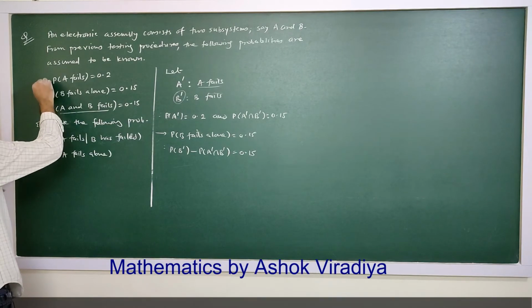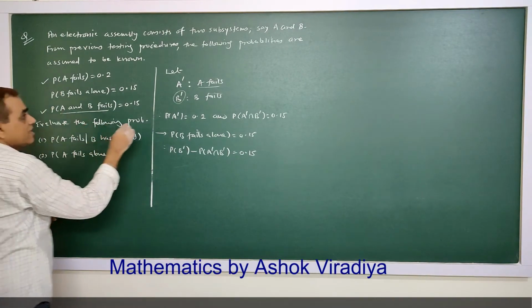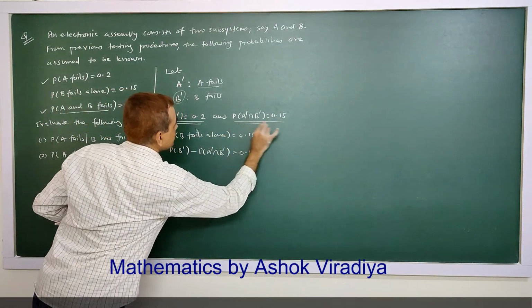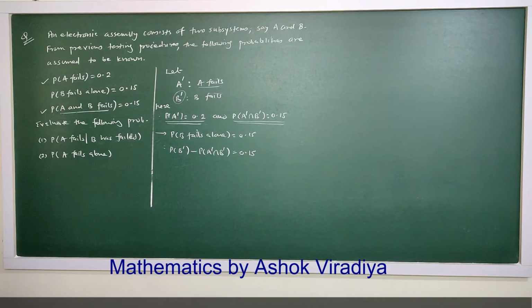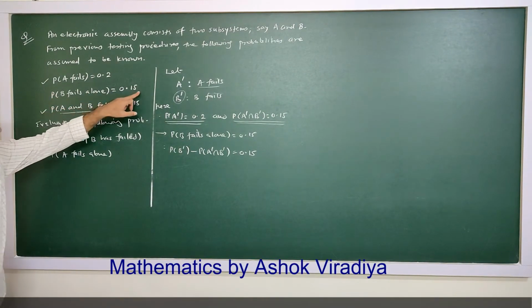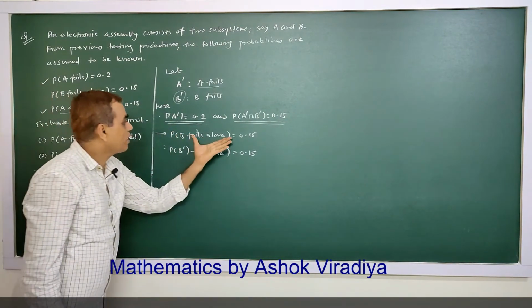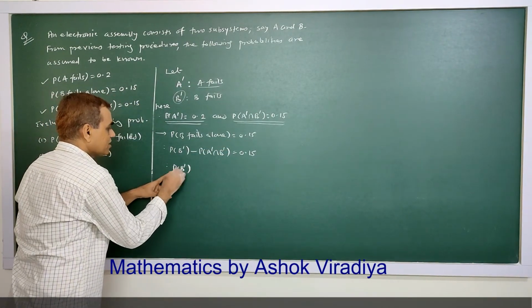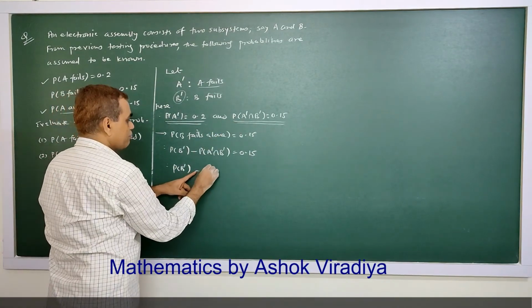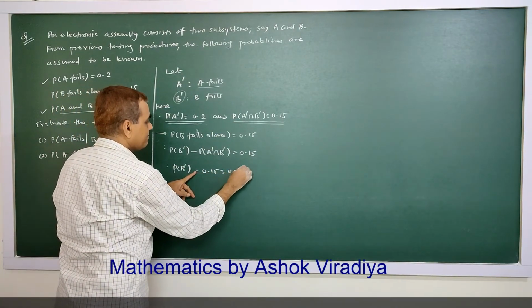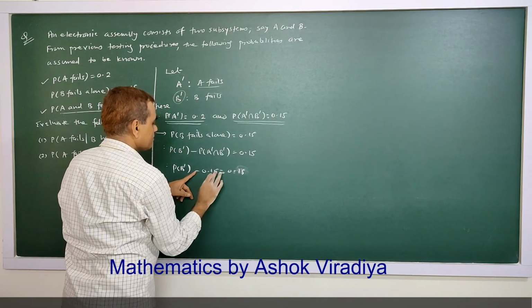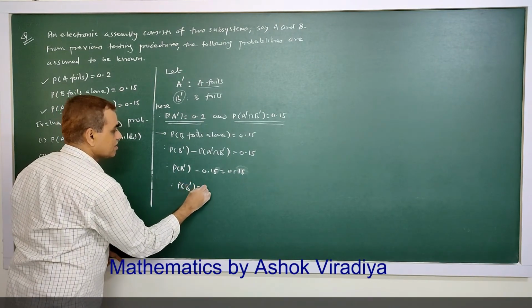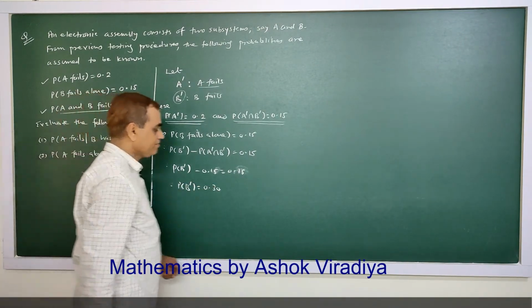So from these statements, we are doing work here. So now P of B dash minus 0.15 is equal to 0.15. So P of B dash is 0.30.